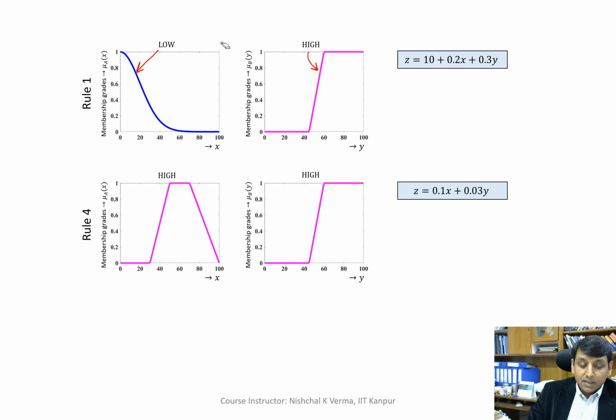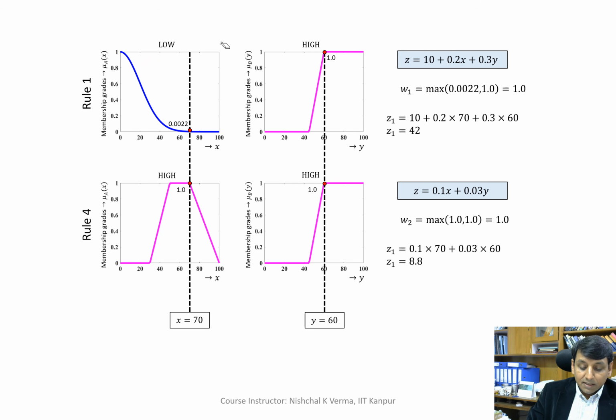Let us take rule number 1 and apply the input. We apply the input here: x is equal to 70, y is equal to 60. Corresponding to x, we get here the intersection point. Let's call this W11. Similarly, corresponding to y equal to 60, for rule number 1, let us call this W12.